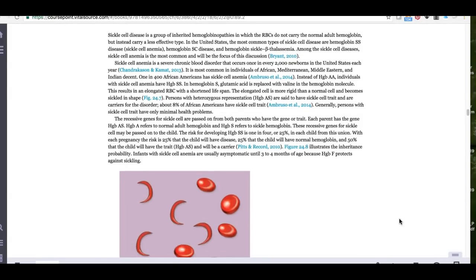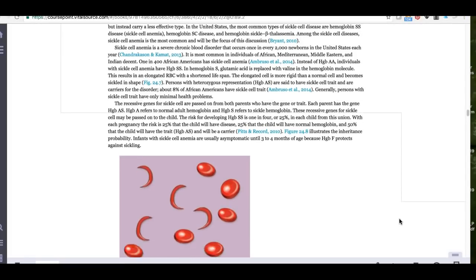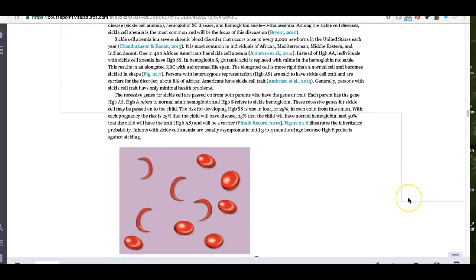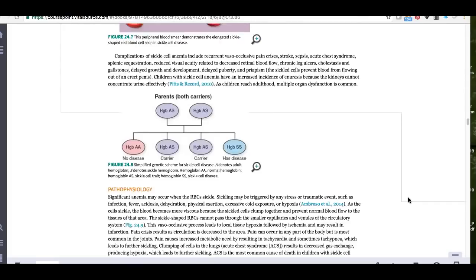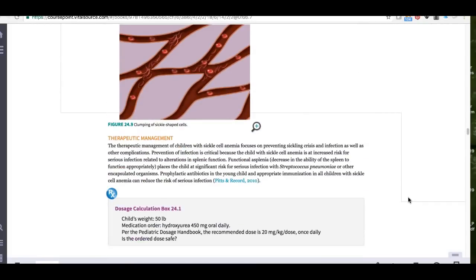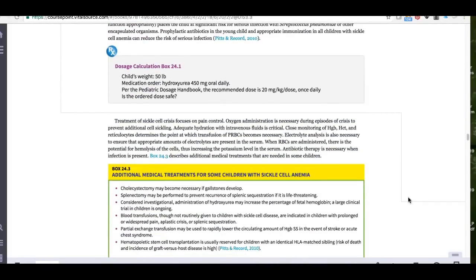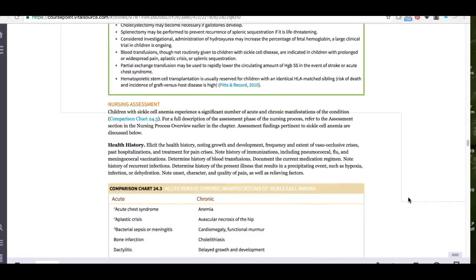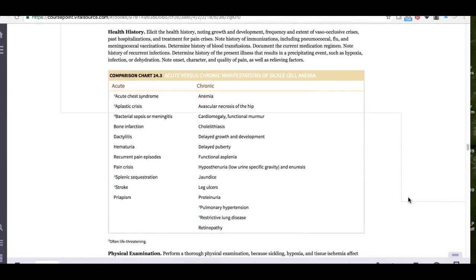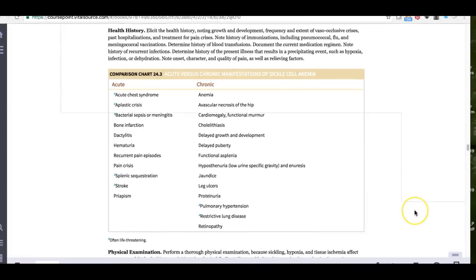Pain, you see a lot of leg pain, back pain. Big three things: pain control, hydration, infection control, and then always put them on some oxygen. Okay, so I want you to read through this section on sickle cell. Pretty important because you'll see it a lot. Know the acute presentation versus what you're going to see chronically with these children.